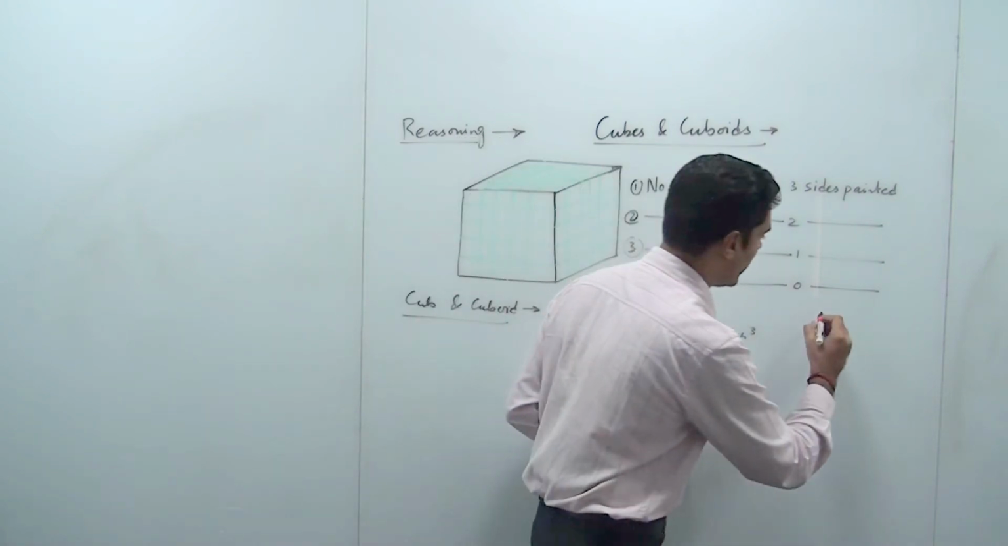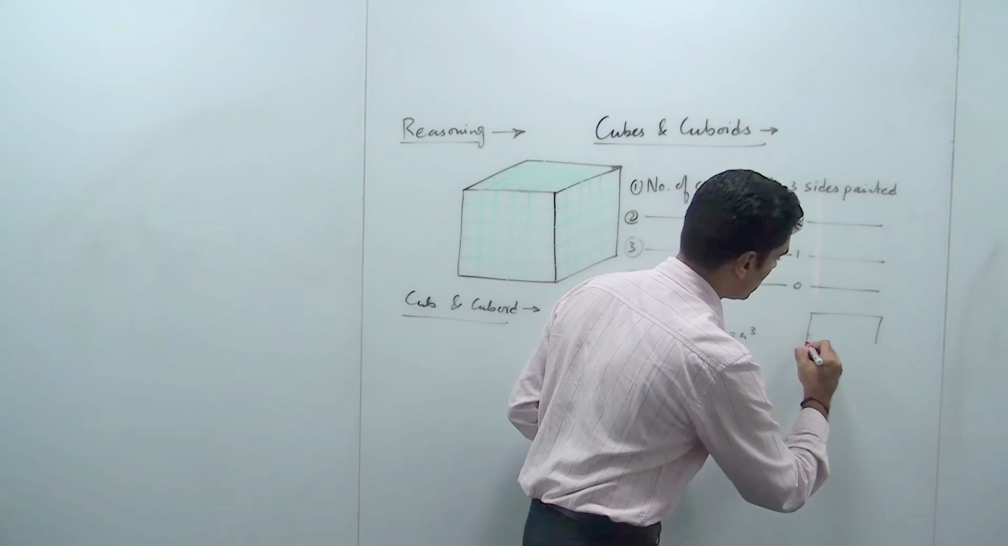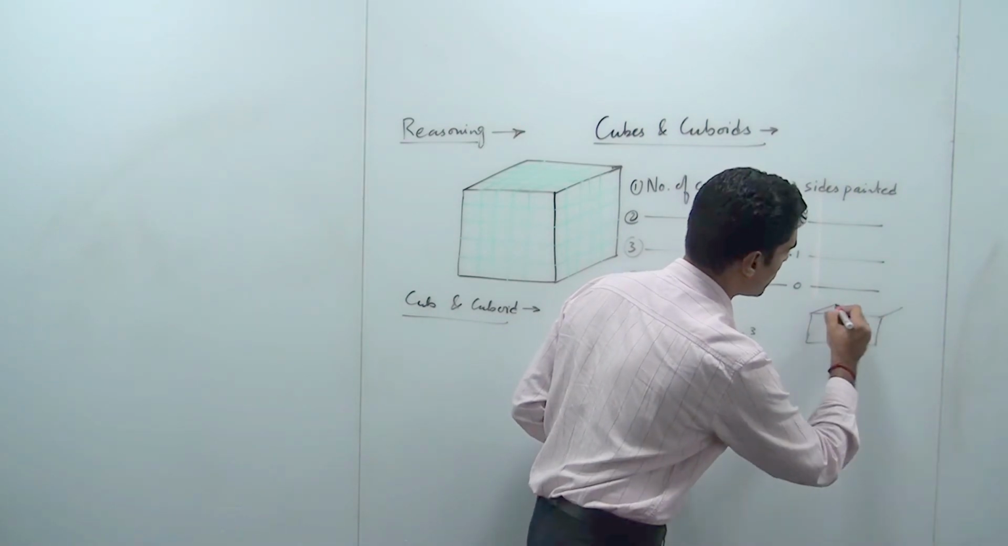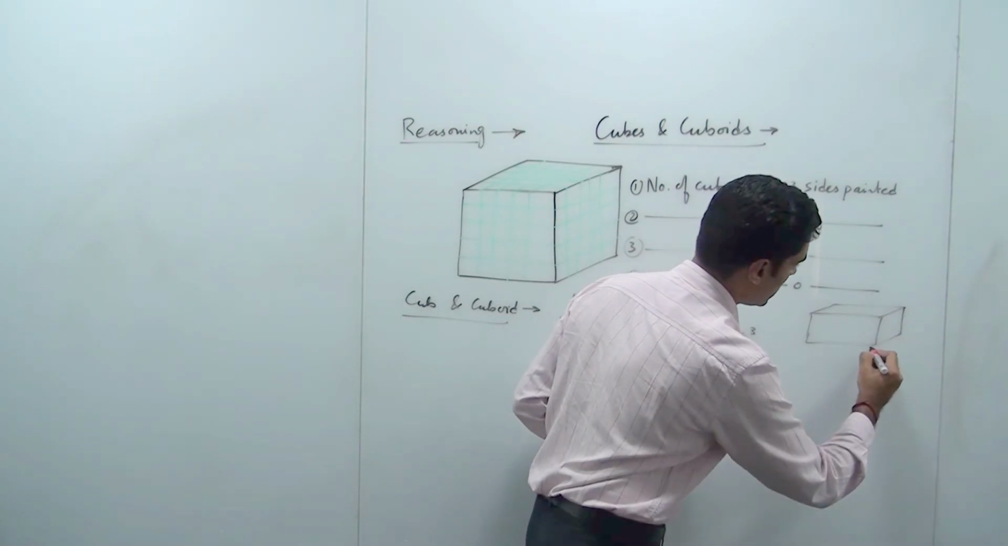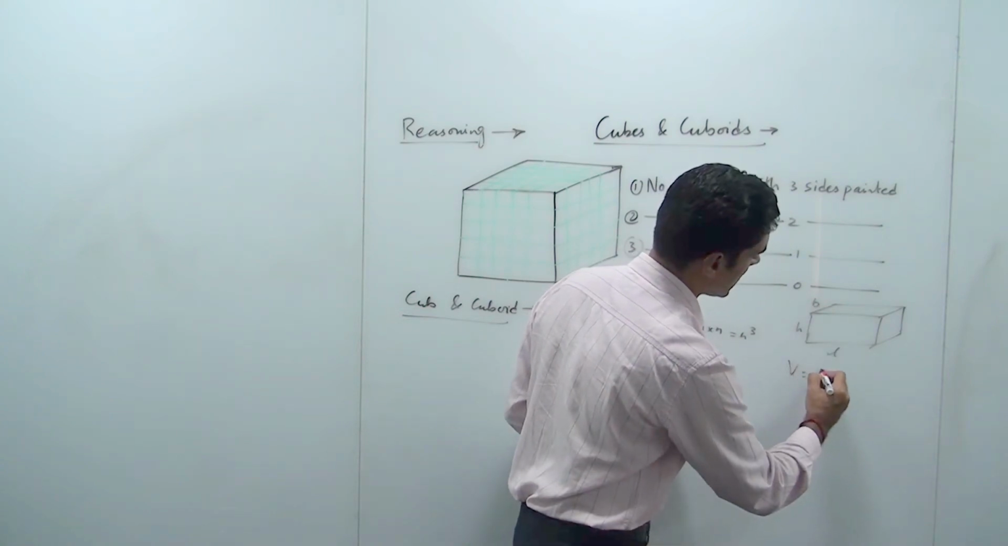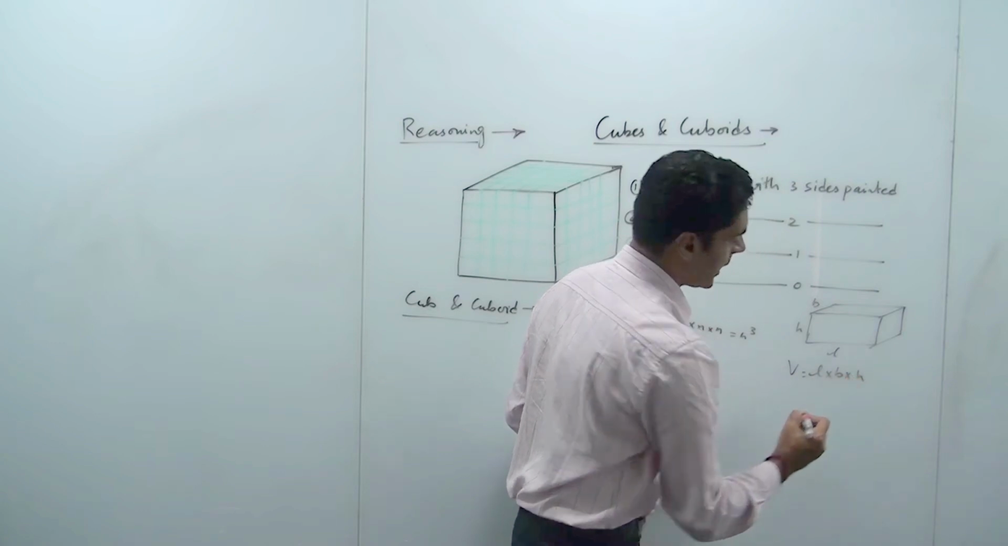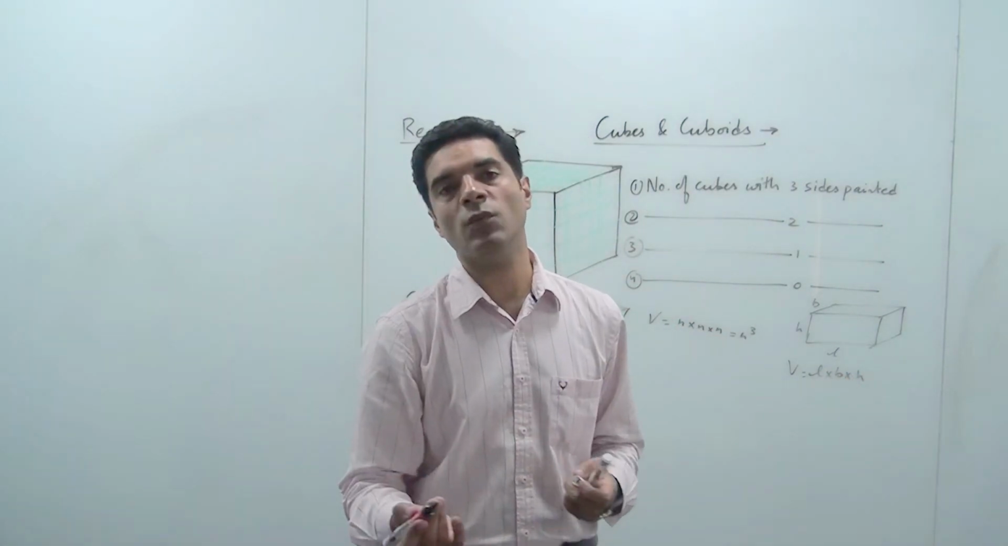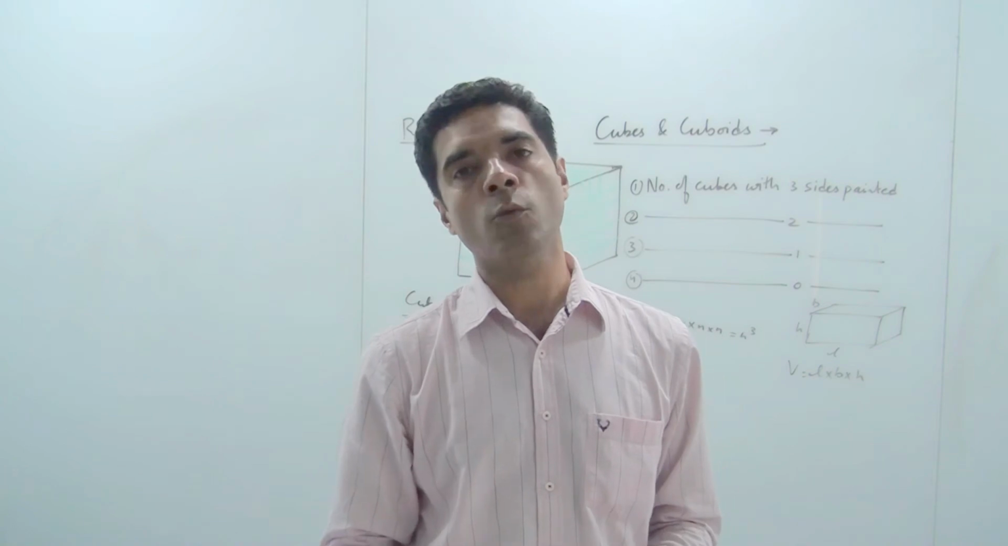While in case of cuboid, if I want to draw a cuboid, this is what it is. This is the length, this is the height and this is the breadth. So the volume in this case comes out to be L into B into H. That means if all the three dimensions become equal, it becomes a cube, else it is a cuboid. Right?